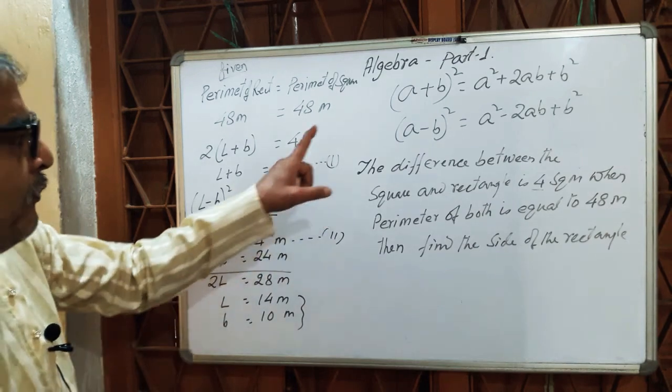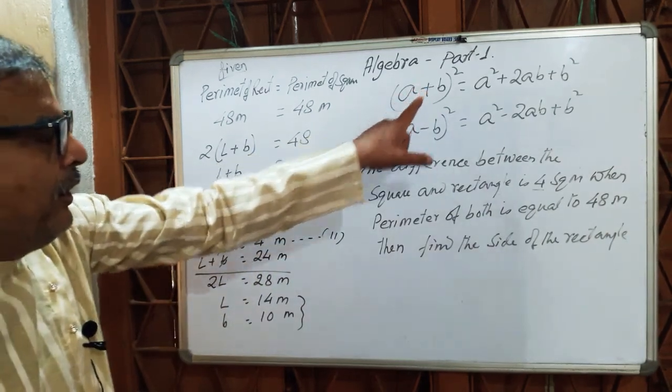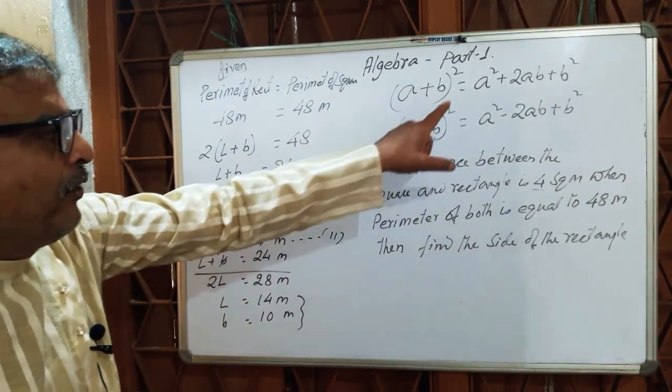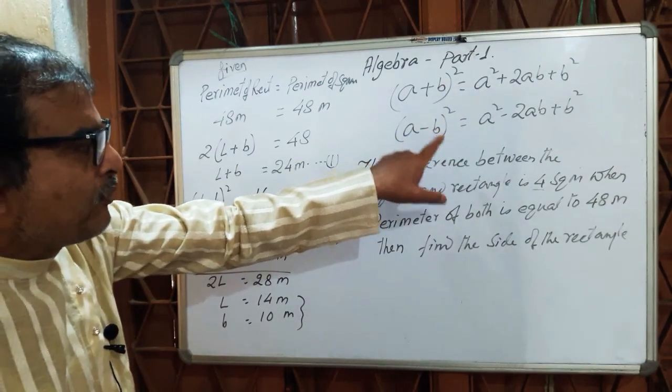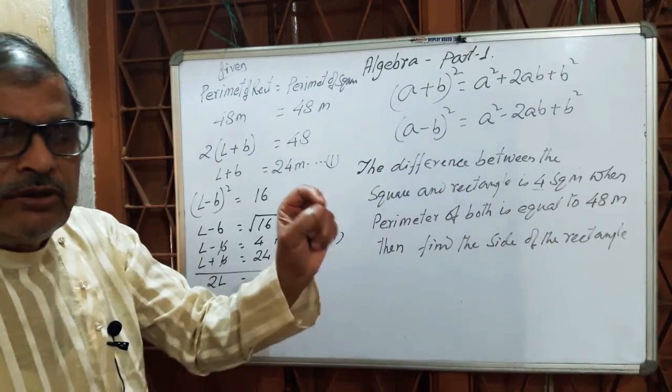Now if you see L plus B and L minus B whole square, when you add minus 4AB you will get this, and when you add plus 4AB then you will get this. You just use this formula.